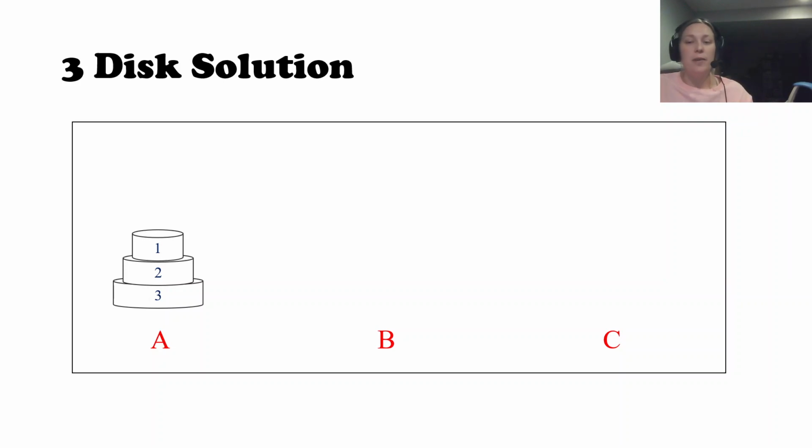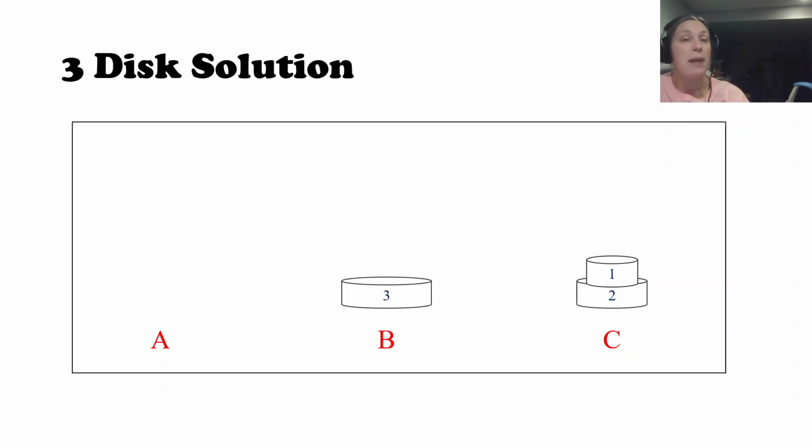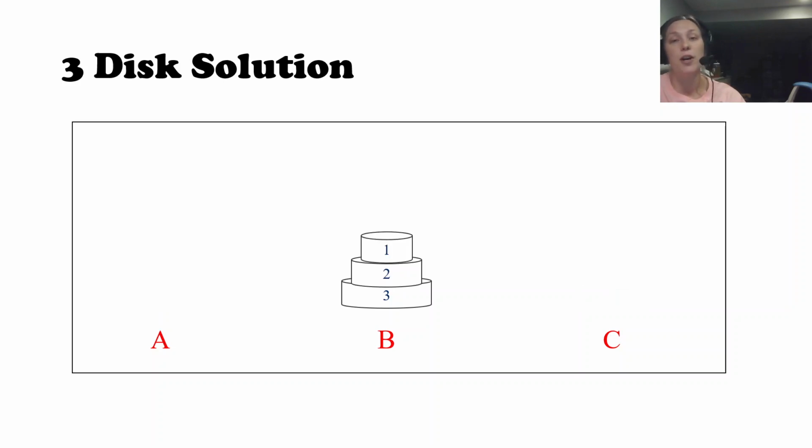I'm going to start here. So I move 1 over to B, and I move 2 over to C, so I get them spread out. From here, I move 1 on top of 2, and I move 3, my base, over to B. Then I move 1 over, 2 over, and then 3 over. That is my 3-disk solution.